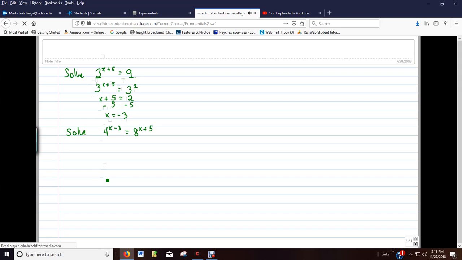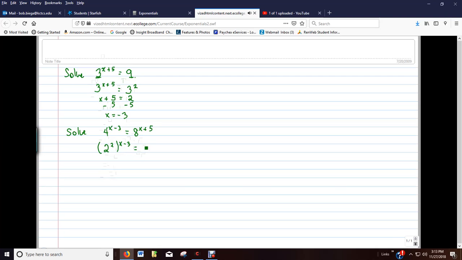Alright, now we're going to do exactly the same thing for the second equation, but I can't really write 8 with a base of 4. 4 to the second power is 16, not 8. But what we can do is rewrite both of these with a similar base. 4 is really 2 to the second power. And then the 4 really had the exponent of x minus 3 out here, so we have to keep that.